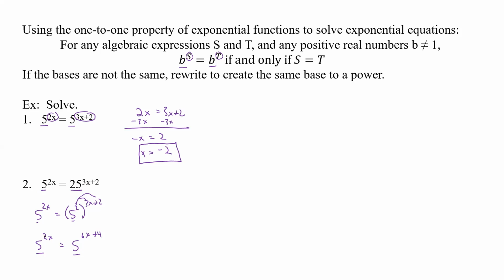5 is equal to 5. Now we can set our exponents equal. 2x equals 6x plus 4. Now let's say we subtract our 6x. So that's going to be a minus 4x equals 4, divide by negative 4. And so x equals a negative 1. And so that would be the solution of our original equation. But again, we had to convert to the like bases, so then we could set our powers equal to each other.